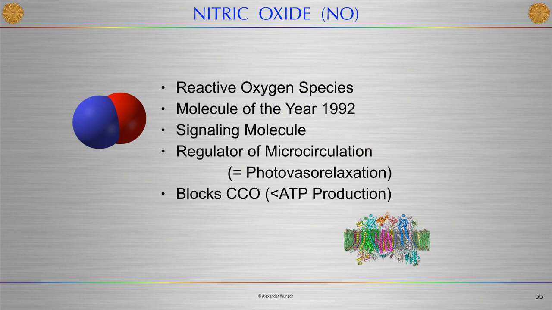And I want to talk about another molecule. This is nitric oxide, NO, which is also a reactive oxygen species molecule. It's the molecule of the year 1992. It has several aspects. One of the properties led to the development of Viagra, for example. It is a signaling molecule, and it's a major regulator of microcirculation. It induces a photovasorelaxation. So in the capillary layers of tissue, nitric oxide will lead to a massively increased blood circulation. But on the other hand, nitric oxide blocks the cytochrome C oxidase, the reaction center right in the middle of this molecule, which normally is occupied by oxygen.